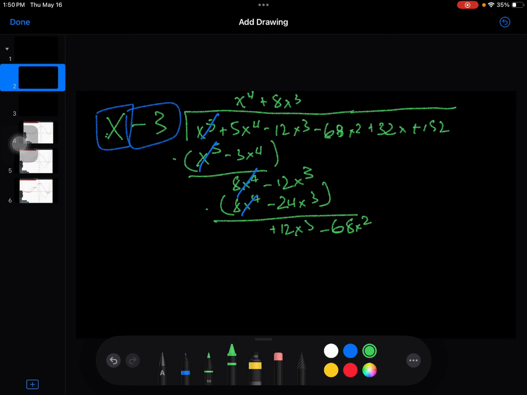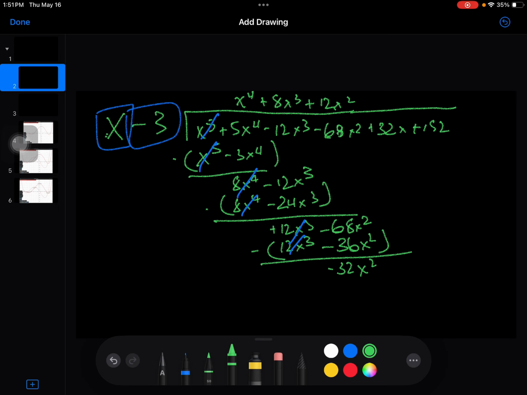How many times does x go into 12x cubed? It goes into 12x cubed plus 12x squared times. And we're going to multiply back here. 12x squared times x is 12x cubed. 12x squared times negative 3 is negative 36x squared. Subtract that. Get rid of these, since a minus and a plus cancel each other out. Minus a minus, we got negative 68 plus 36. The difference between 68 and 36 is 32, and so we're going to be left with negative 32x squared.